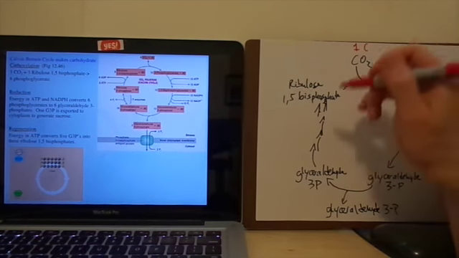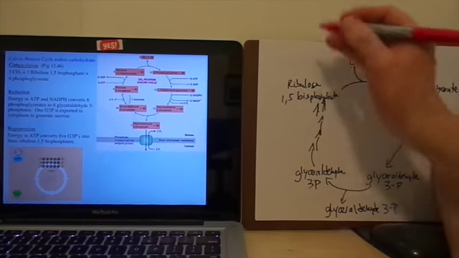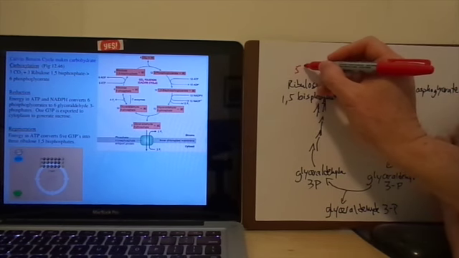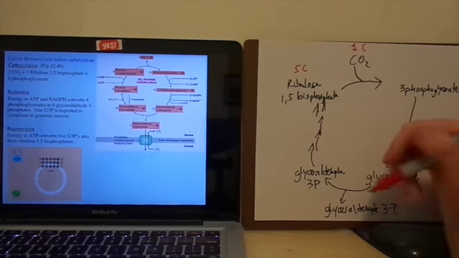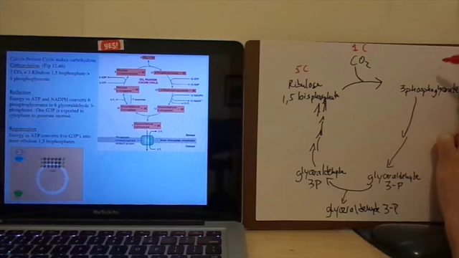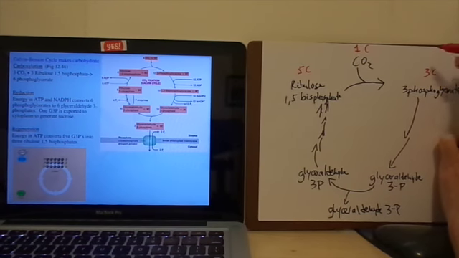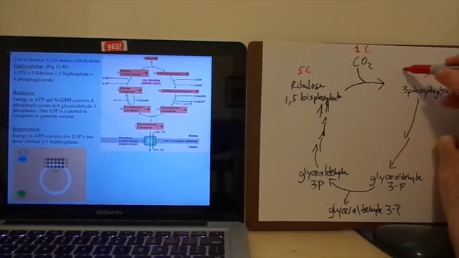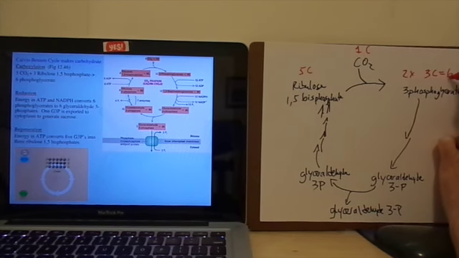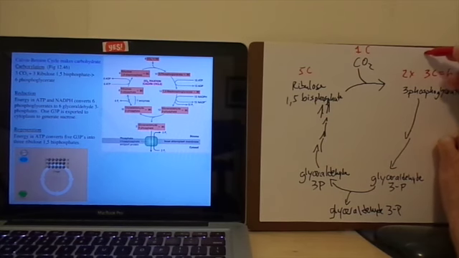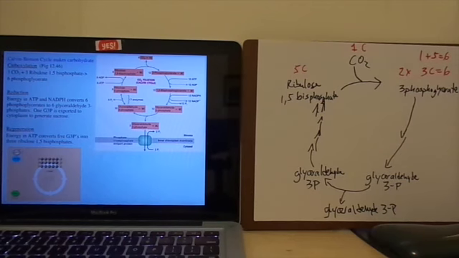Okay, RuBP is a ribose sugar that's modified, so it's going to be 5 carbons. So this is 5 carbons. If you combine 1 plus 5, you would get 6. 3-phosphoglycerate is 3 carbons, so you'd need 2 of these to get 6, right? Because then 1 plus 5 equals 6. So it's easy math, okay?